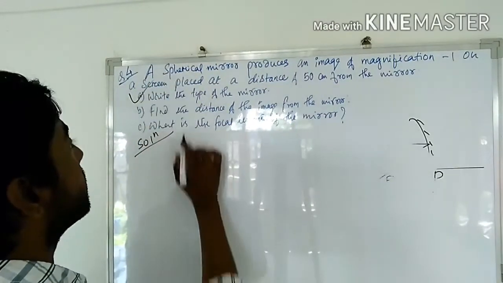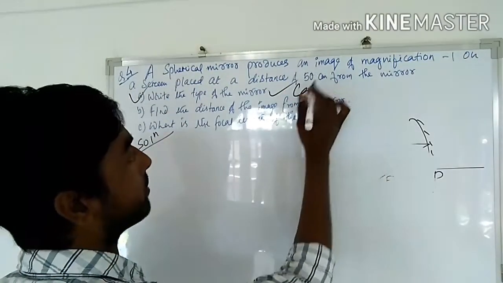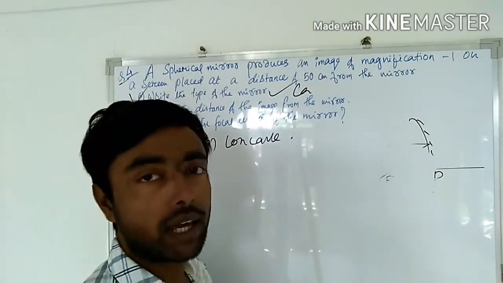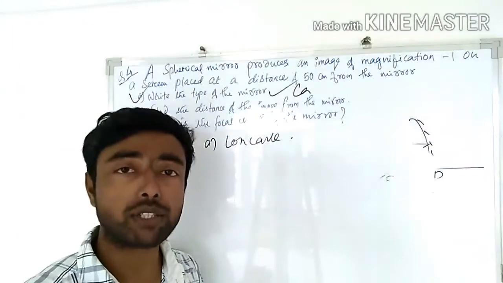So in this case, what do you have to answer for question number A, what is the type of the mirror? Yes, it is concave. Number A, it is concave. Why is it concave? Because the image is real, and a convex mirror doesn't form a real image.